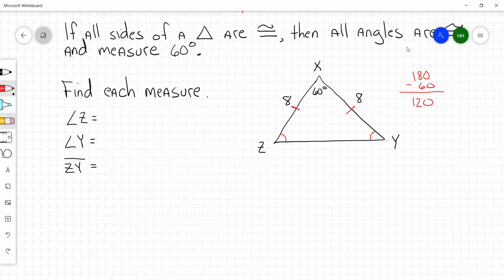And don't Z and Y have to be equal to each other? So what do you do with this 120? Divide it by 2, and you're left with 60 degrees. So angle Z is equal to 60 degrees. Angle Y is equal to 60 degrees. So if all the angles in the triangle are congruent, what do you know about all the sides? Good. So what is side ZY equal to? It's equal to 8.